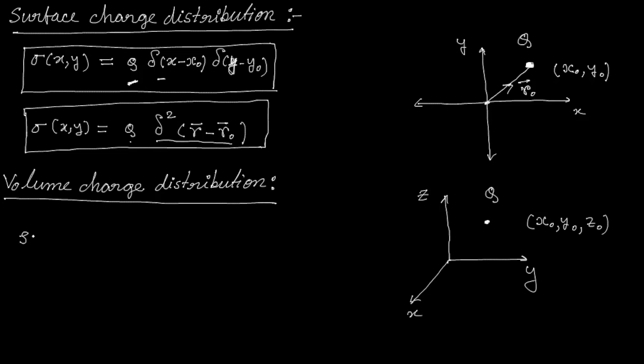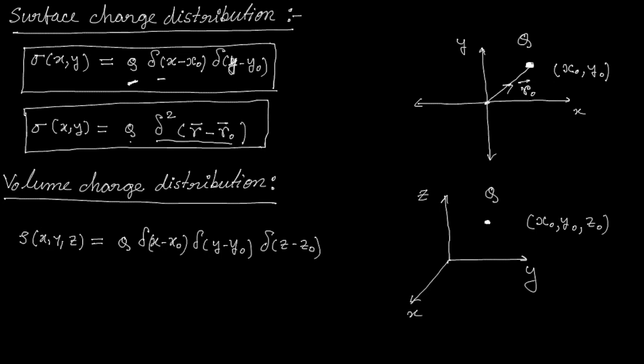In this case, we can write rho, which is a function of x, y, z, equals, first we write the amount of charge, and then we write the Dirac delta function at the position of this charge, that is x equals x naught, y equals y naught, and z equals z naught. Then only there will be an infinite amount of volume charge, and at other points 0. So it's the same idea.